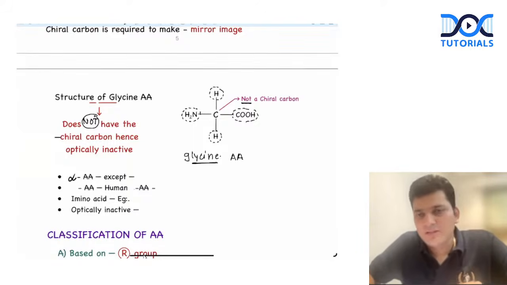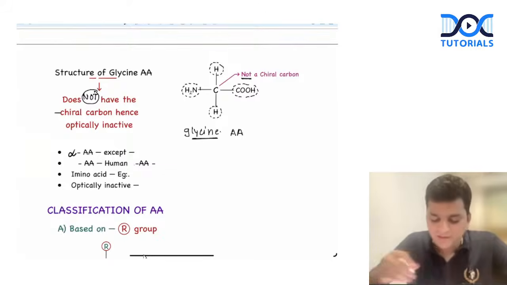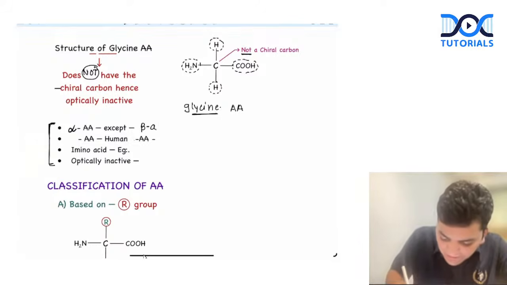So there are 3 questions so far. All are alpha amino acids except beta-alanine. Which of the following is an example of an imino acid? That is proline, and the optically inactive one is glycine. The same thing is written here. This is kind of a summary for the first 2 pages for us. They are all alpha amino acids except beta-alanine.